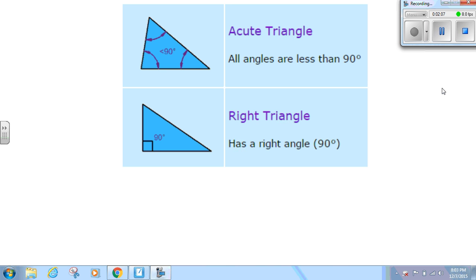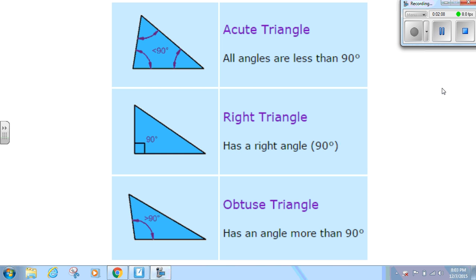And lastly, we have an obtuse triangle, which has an angle that is more than 90 degrees. Sometimes I use the corner of my paper to kind of guide me when I'm looking at triangles to compare it to that 90-degree angle. Another way people remember this is acute. Acute kind of means small and cute. Obtuse usually means large, so anything greater than 90 would be obtuse.